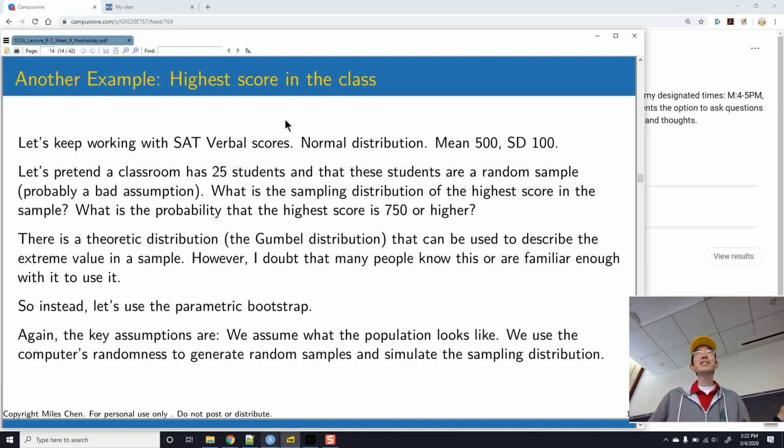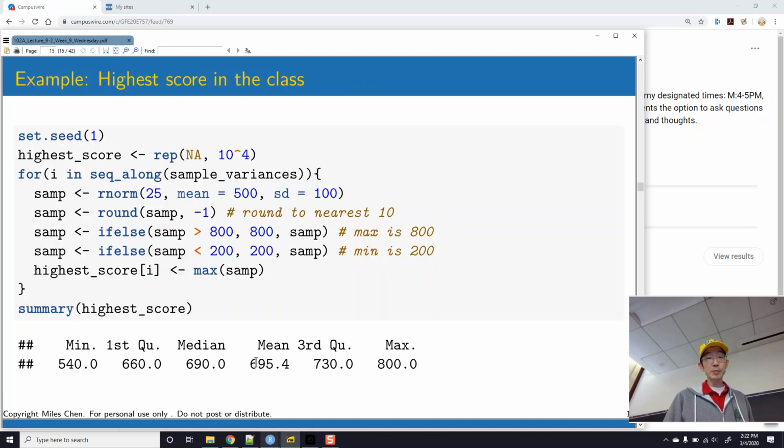So this is just kind of like, oh, I've got the power of the computer. Let's almost brute force figure this out, okay? We're just gonna throw the computer's random abilities at it and say, well, what's the probability of this? Again, key assumptions: we're assuming what the population looks like. We're assuming its mean is 500, standard deviation 100, right? And then we use the computer's randomness to generate samples and simulate the sampling distribution.